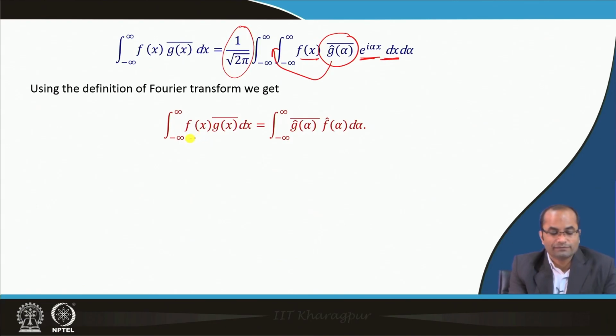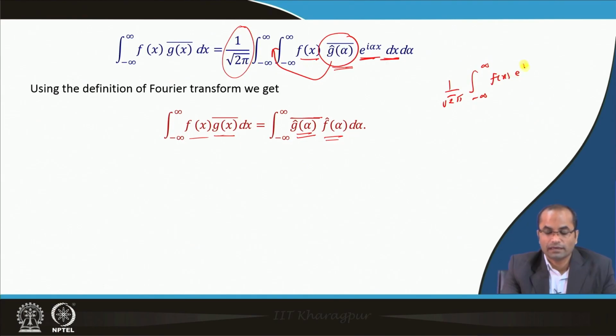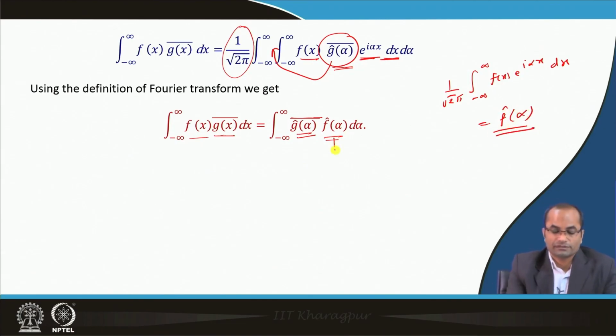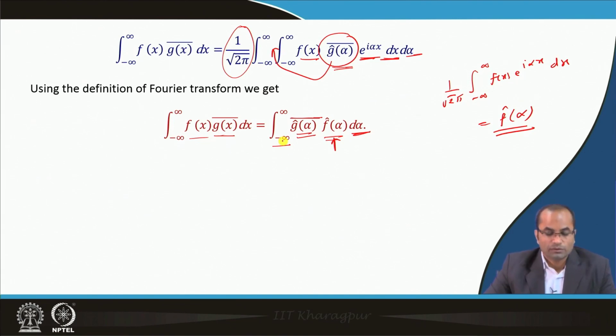So, the integral of f(x) and the conjugate of g(x) equals the integral from minus infinity to plus infinity of g hat(alpha), which is there already with complex conjugate, times this inner integral, 1 over square root 2 pi, integral from minus infinity to plus infinity of f(x) e^(i alpha x) dx. That has become f hat(alpha), the Fourier transform of the function f, and the outer integral is over alpha, which varies from minus infinity to plus infinity.